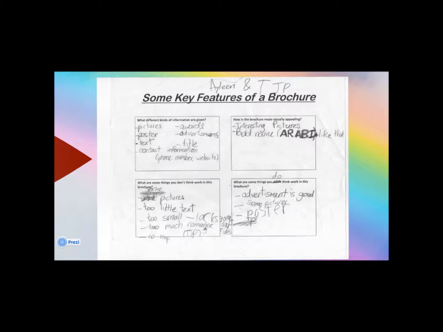These features included what different kinds of information are given, how the brochure is made visually appealing, and what worked and what didn't work in this brochure. Students had about 10 minutes and switched brochures with another pair in class so they would all get to see multiple different types of brochures and could make note of all the differences from these different types of brochures.